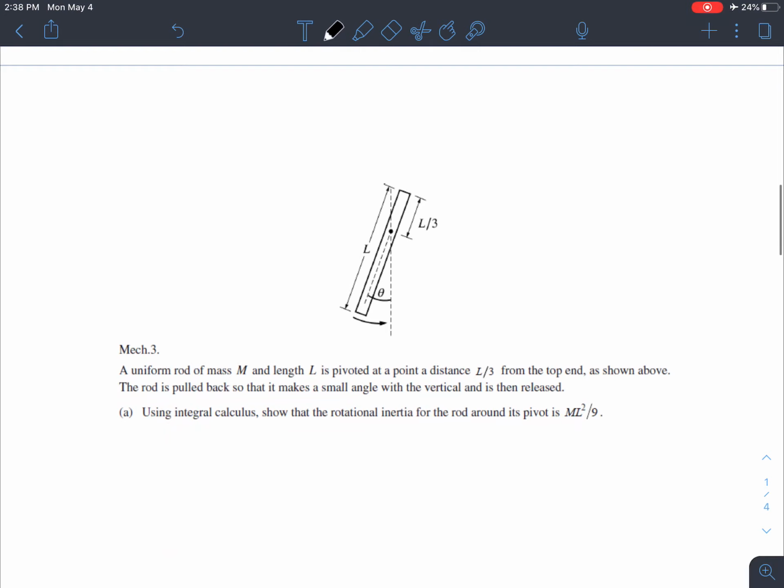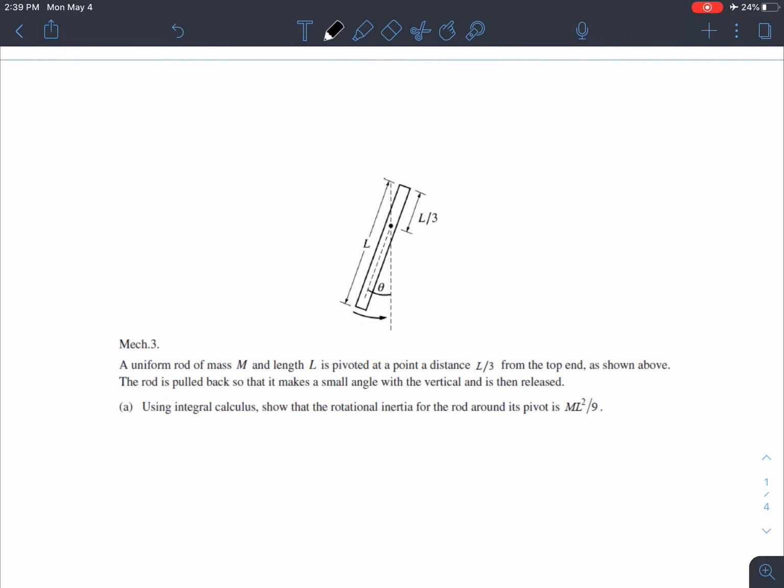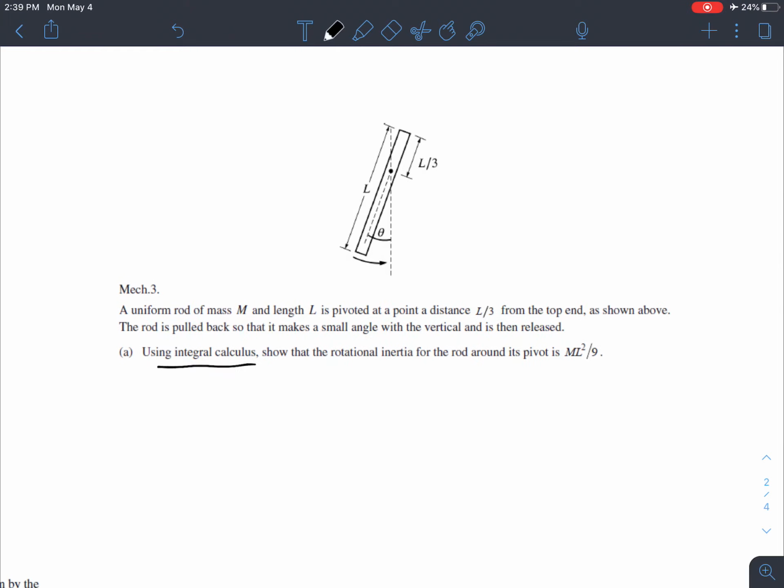Here is another example, also with a thin rod. So these are the things that I'm going to be thinking about if I'm asked to do this. I'm thinking that the rotational inertia is the integral of r squared dm, and that dm is equal to the linear mass density times dr. And since this is a thin rod, I know that the linear mass density is just m over L.